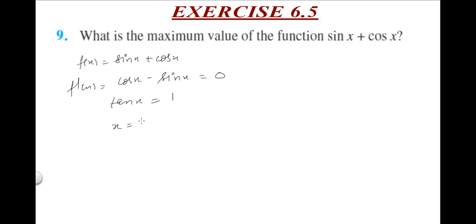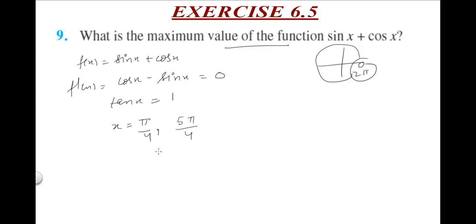Hence x is equal to pi by 4, which is in the first quadrant, but now there is no boundation, so we have to check for all 0 to 2 pi. Right, now checking for that, we know at 5 pi by 4 also the tan becomes 1. So we have the values as 0, pi by 4, 5 pi by 4 and 2 pi.